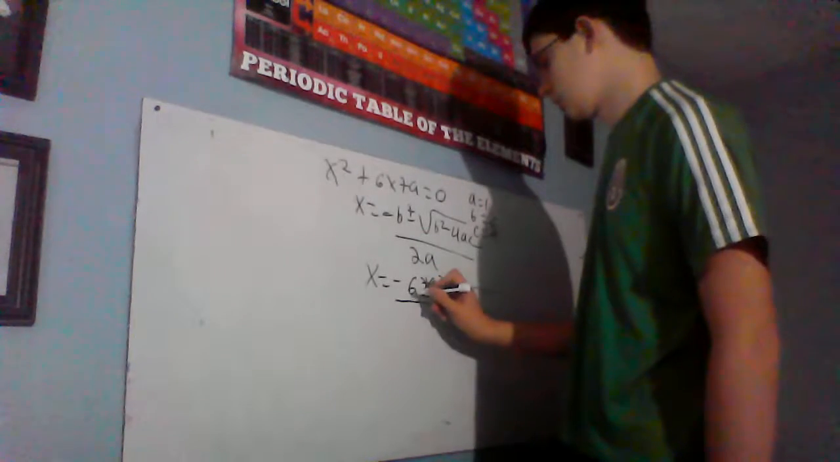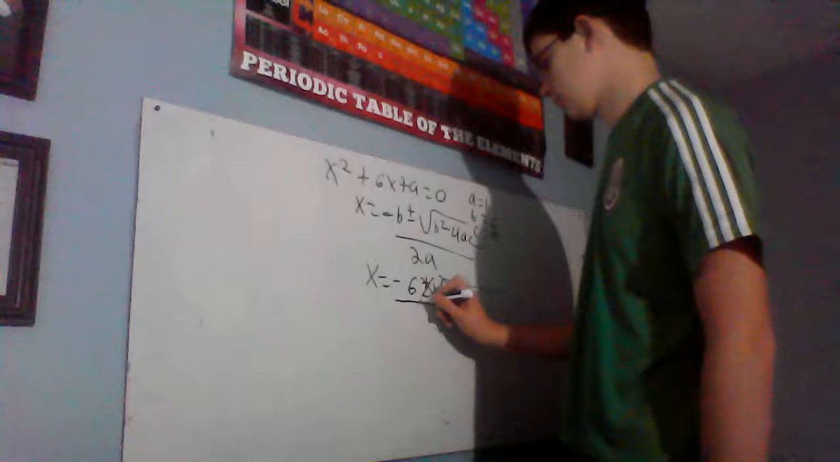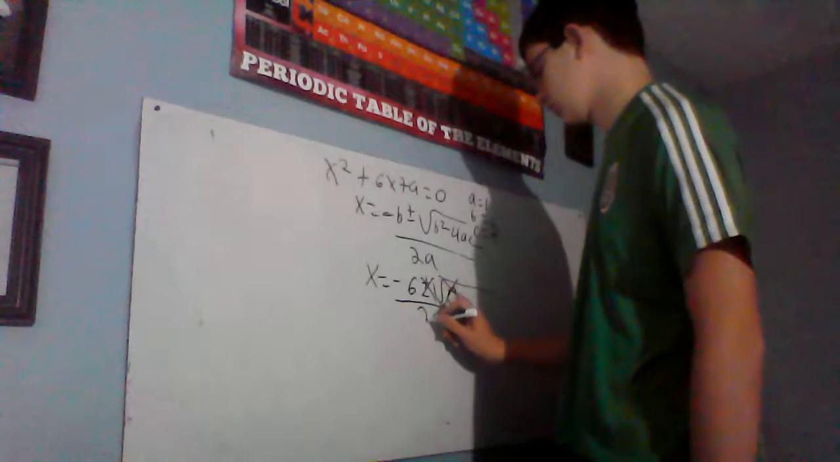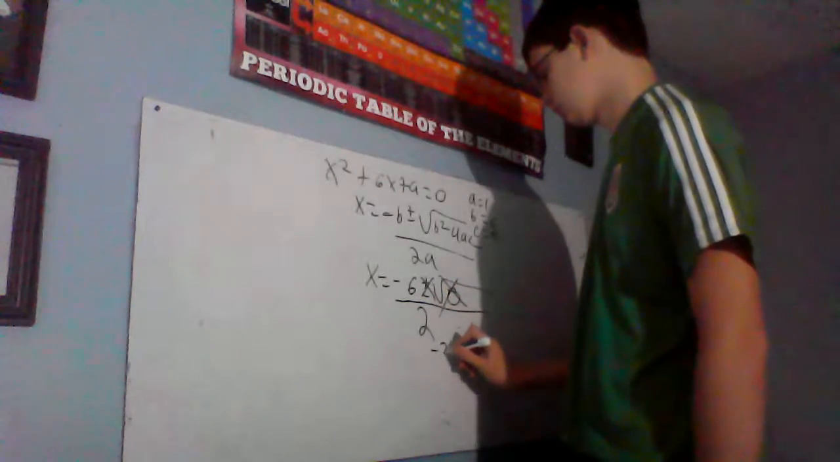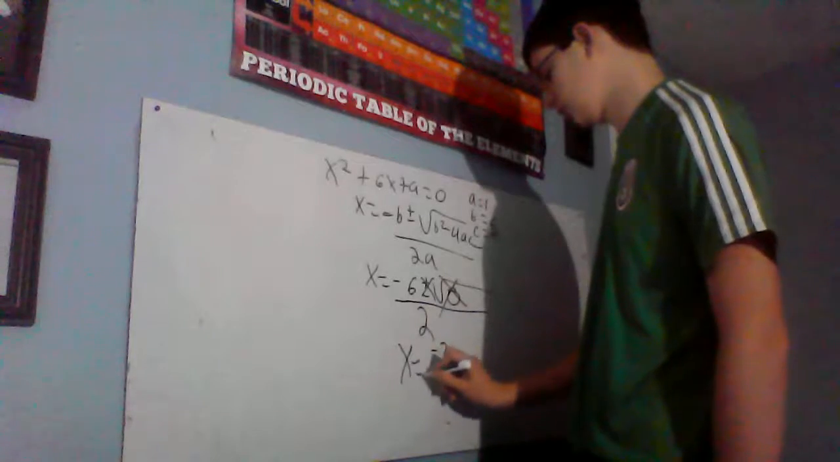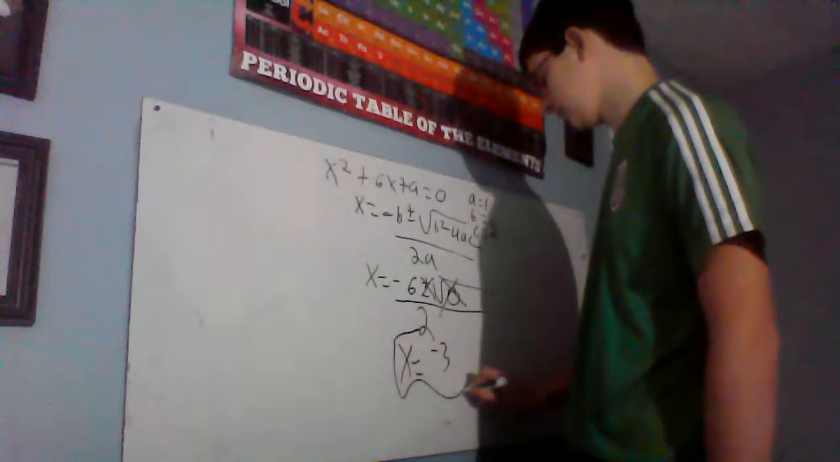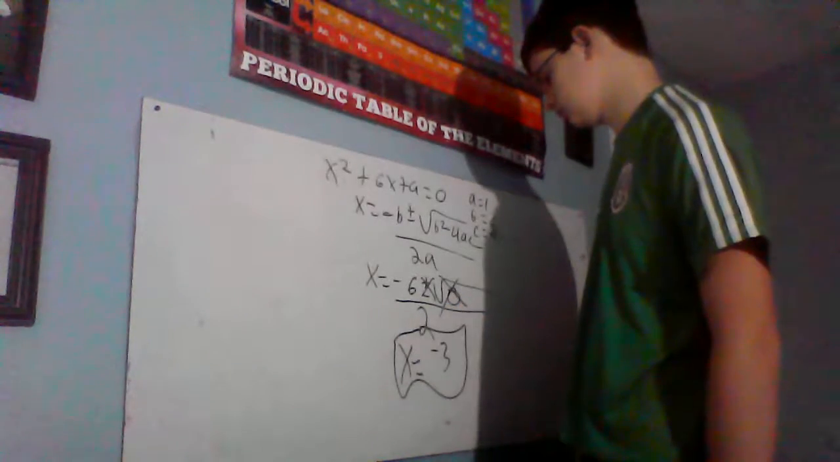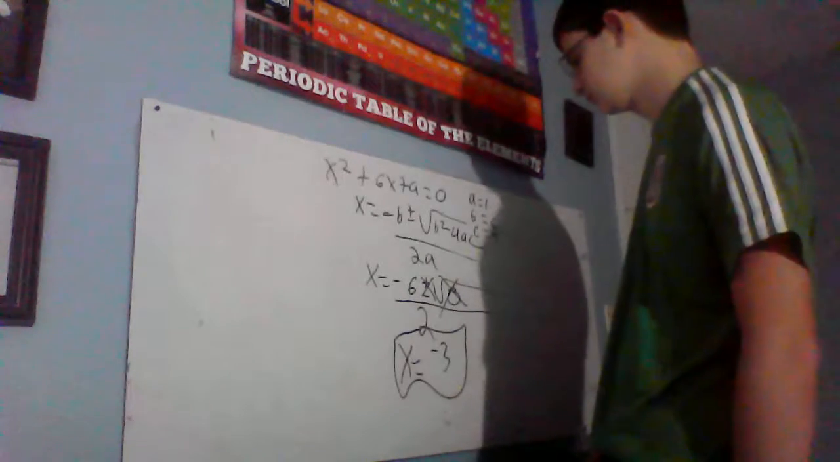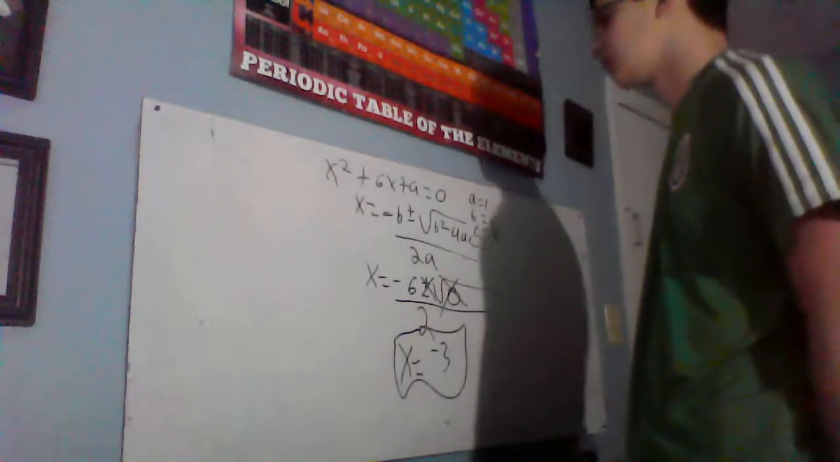So, well, that's just negative 6 divided by 2. Only one solution to that one right there. X equals negative 3. Okay, so, well, that's the solution of that one.